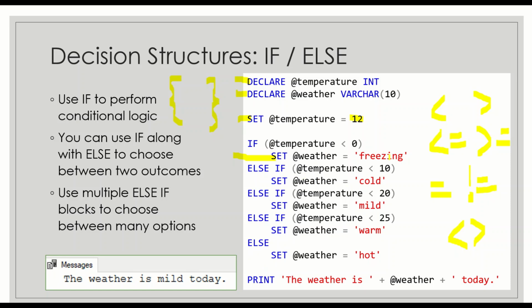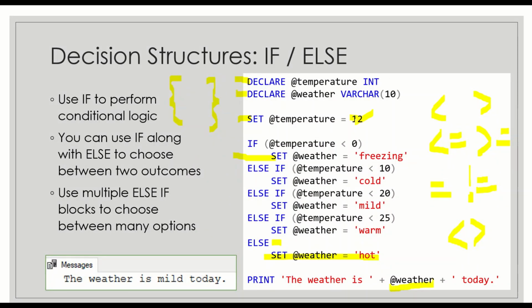And we have 5 different outcomes here. So we have freezing, cold, mild, warm, or hot. By the time we get to the end, you'll see that the final else does not require a condition. This is what happens if none of the other ones evaluate to true. Then at the end, we can see what the weather is.